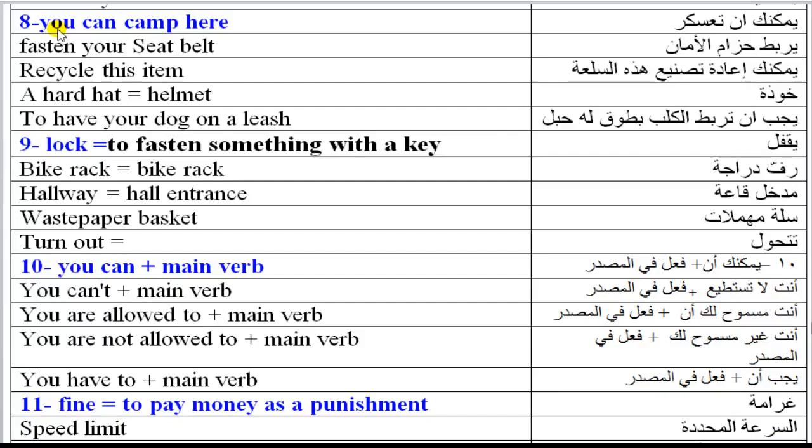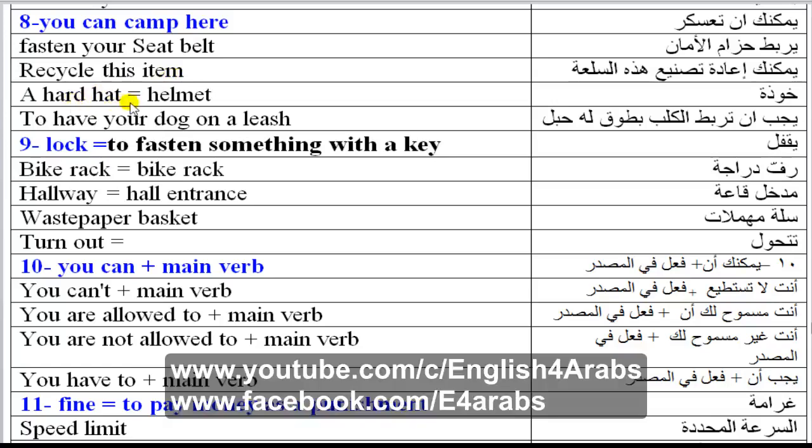Interchange 2, 4th edition, Unit 13, Part 2. The students must keep the words by heart before explanation. 8. You can camp here. Fasten your seatbelt. Recycle this item. A hard hat. Helmet. To have your dog on a leash. 9. Look. To fasten something with a key.